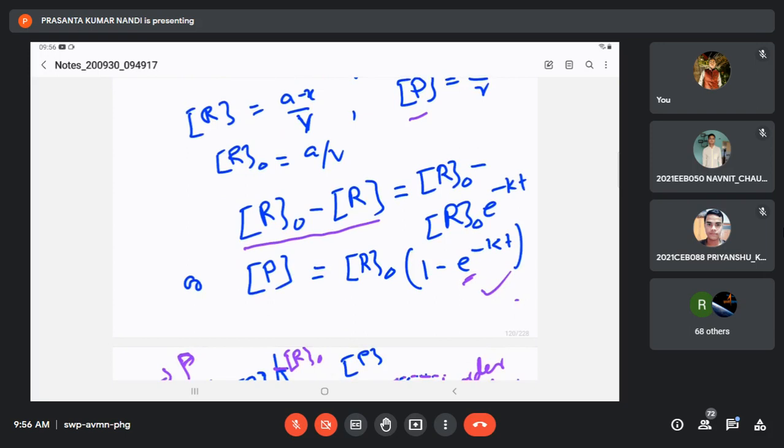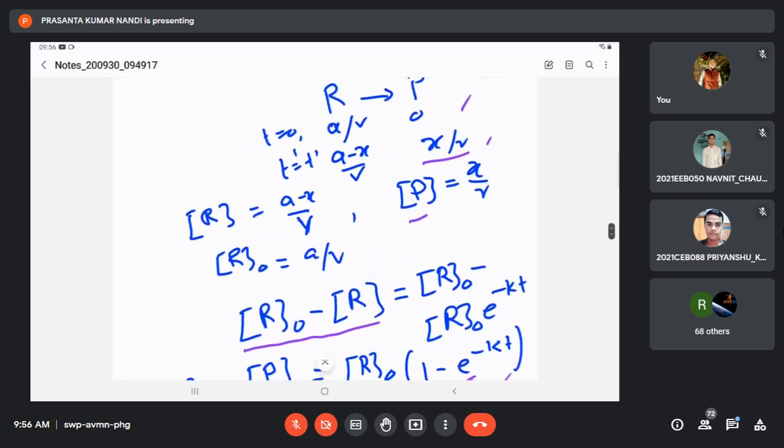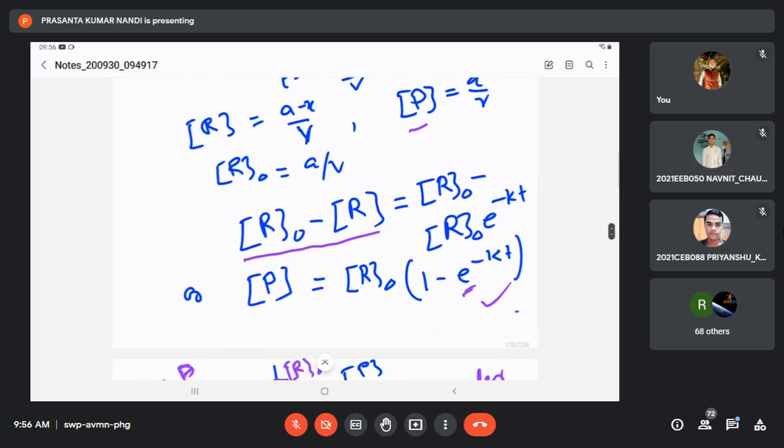Or just from this algebraic manipulation, you can also write P equal to R0 into 1 minus e to the power minus kt. So this is straightforward.